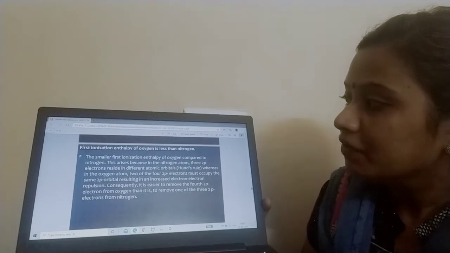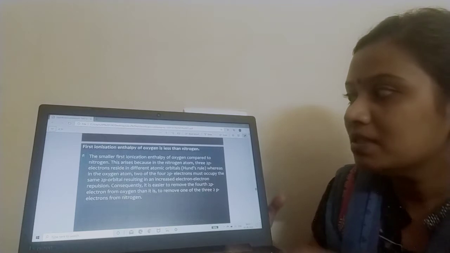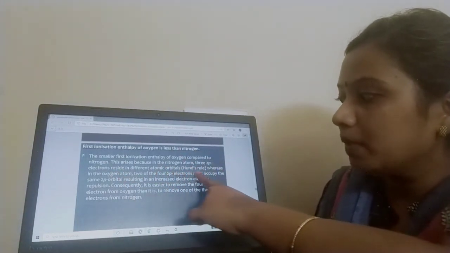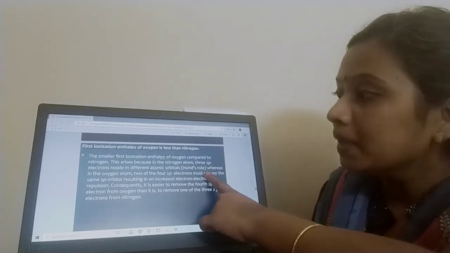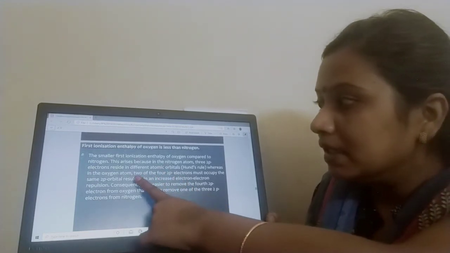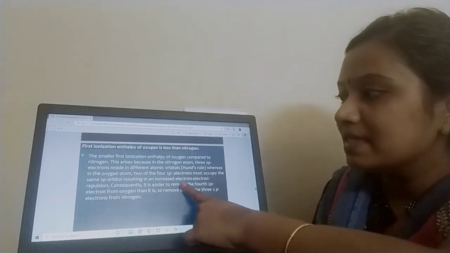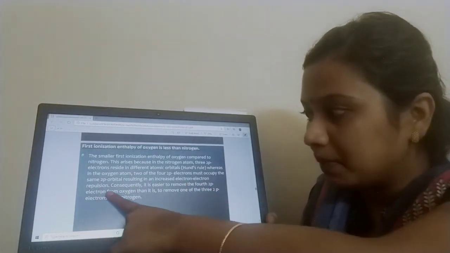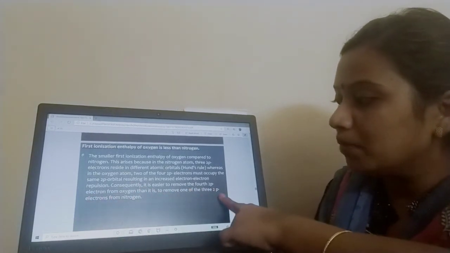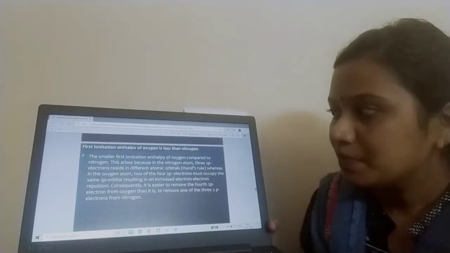The first ionization enthalpy of oxygen is smaller compared to that of nitrogen. Why? Because in the nitrogen atom, the 2p electrons reside in different atomic orbitals as per Hund's rule. But in oxygen, out of the 4 2p electrons, 2 occupy the same 2p orbital. As a result, there is increased electron-electron repulsion. So it is easier to remove the fourth 2p electron from oxygen than to remove one of the 3 2p electrons from nitrogen. This is as per Hund's rule.